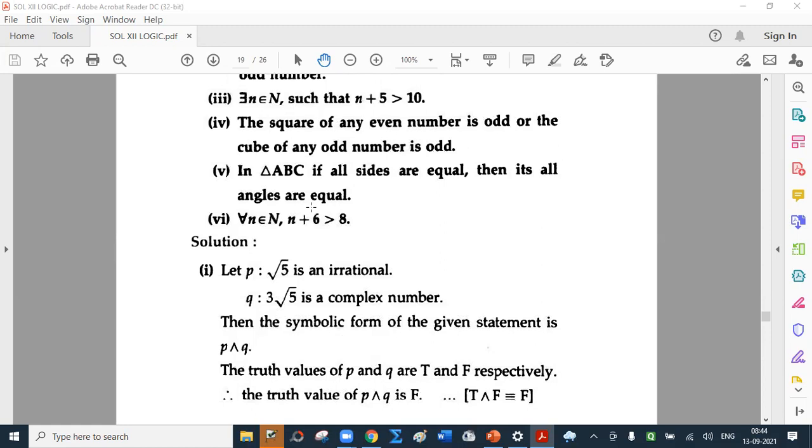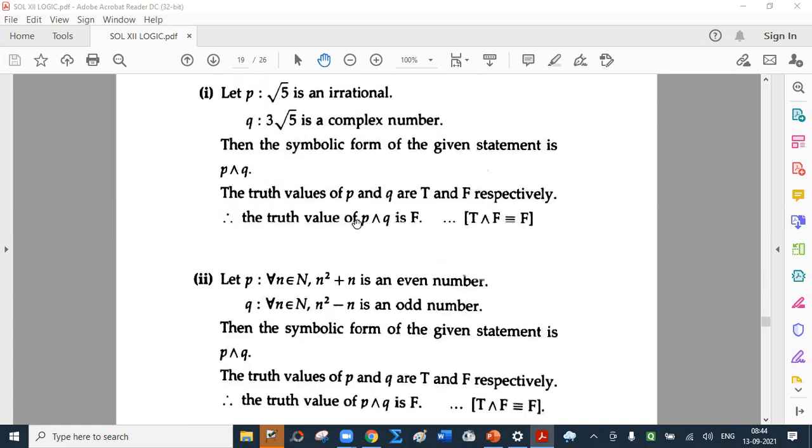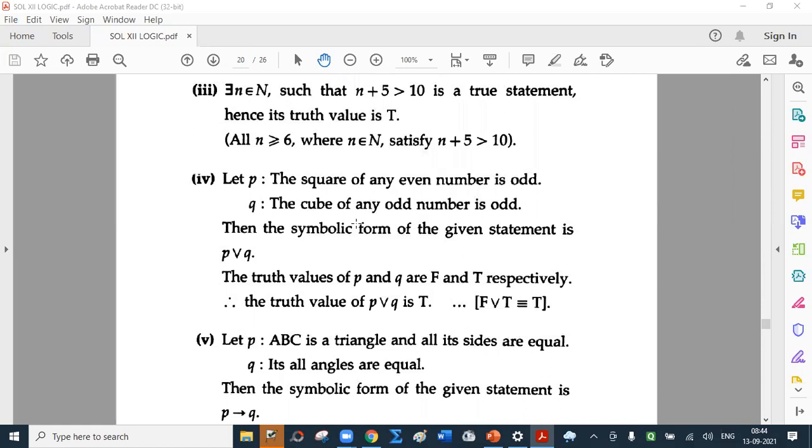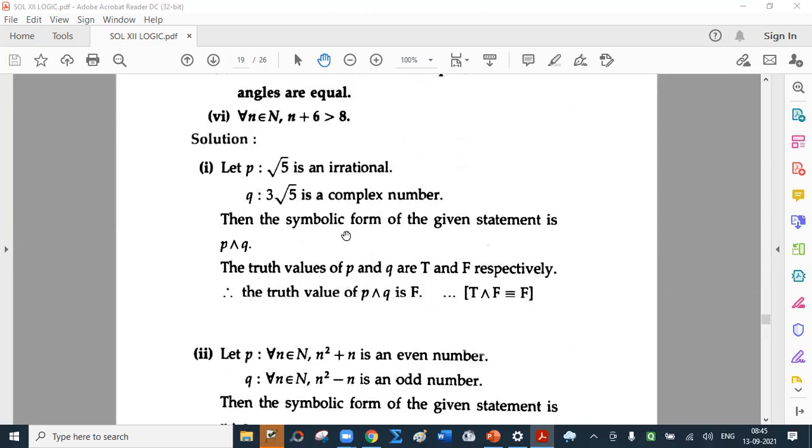The square of any even number is odd, or the cube of any odd number is odd. Fourth one. So let P denote the square of any even number is odd. Q, the cube of any odd number is odd. Then the symbolic form is what? P or Q. Now the statement P is false, but statement Q is true. So false or true, that is true. So what is the truth value? It is nothing but T.